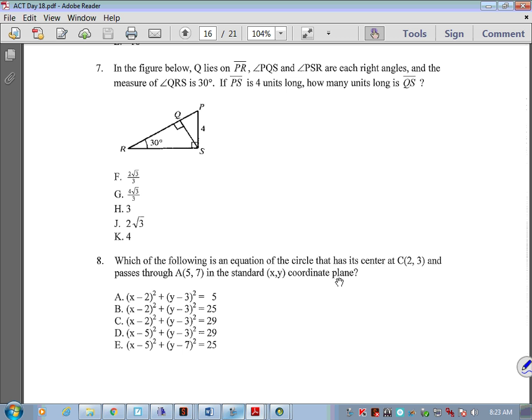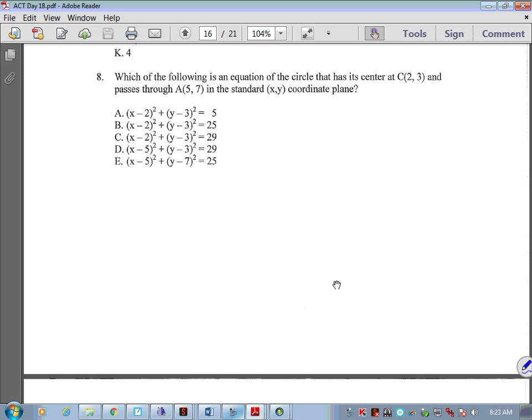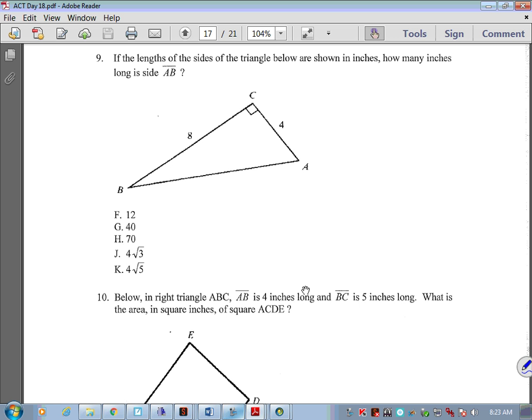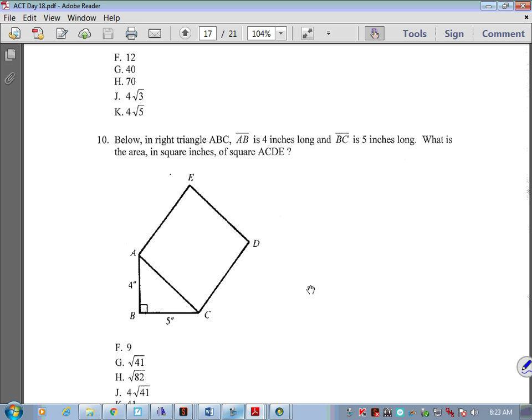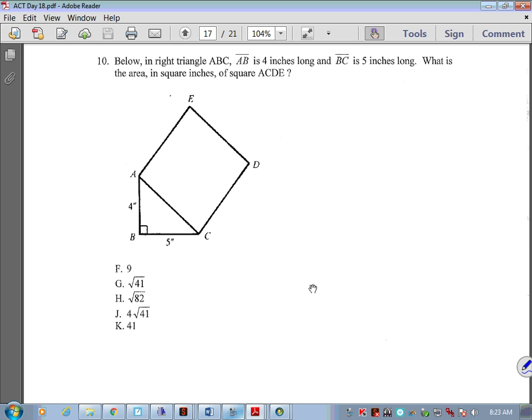8 is B, (x minus 2) squared plus (y minus 3) squared equals 25. 9 is K, 4 radical 5. 10 is K, 41.